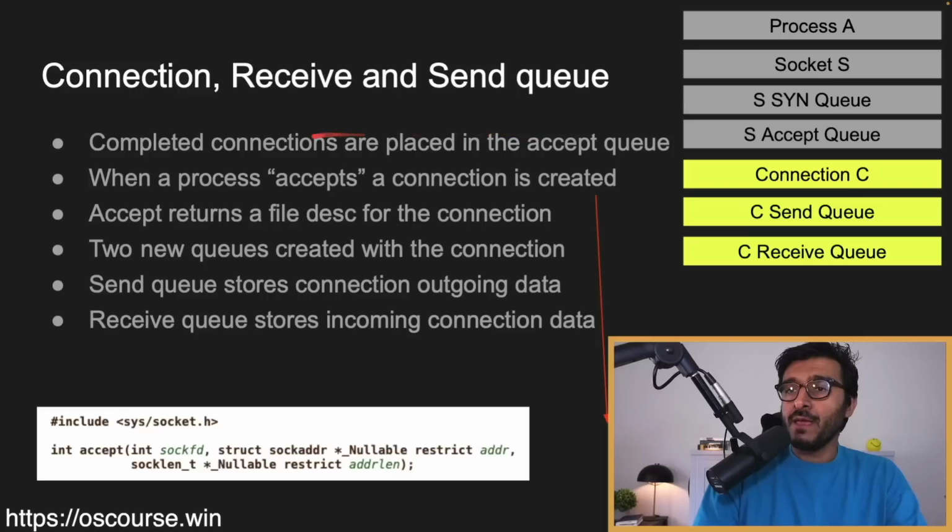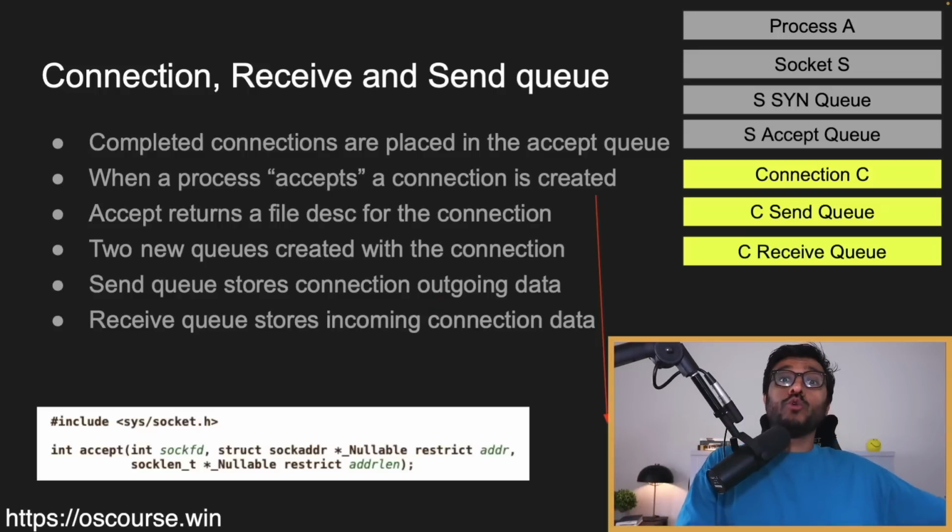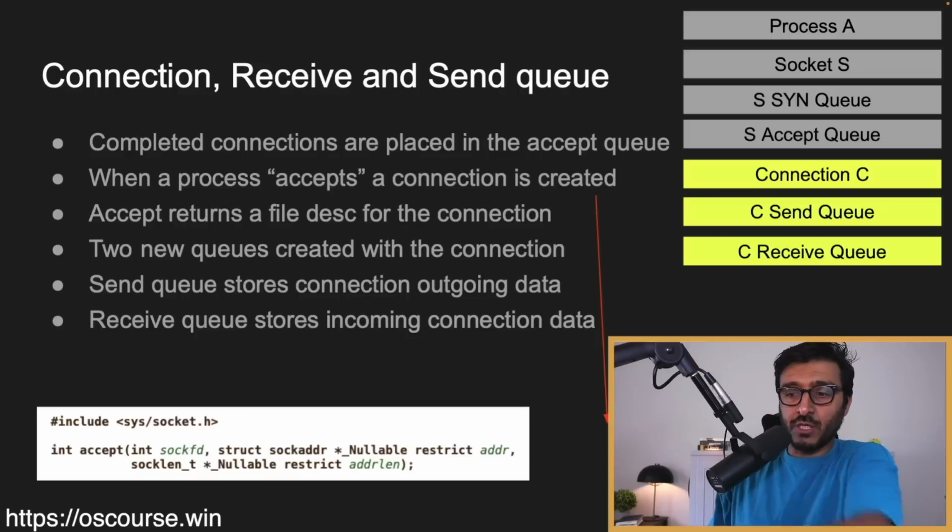With every one, you get two queues: a send queue and a receive queue. We'll come to that in the next lecture. The send queue is for your outgoing data. So as a server, as a backend, if I send a response to my REST API call, that goes to the send queue. If my client sends a request, it goes to the receive queue. Does that make sense? And vice versa.